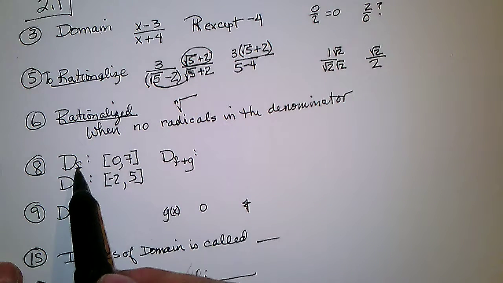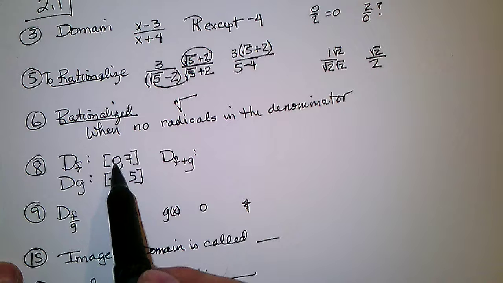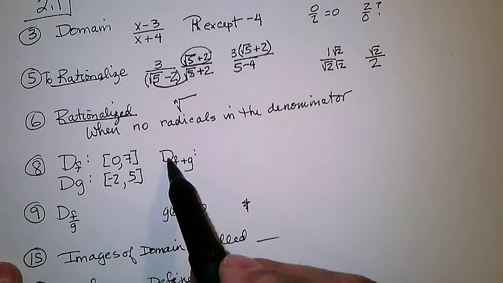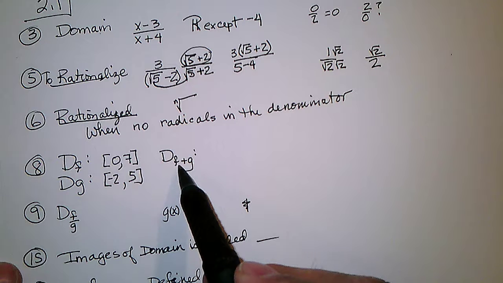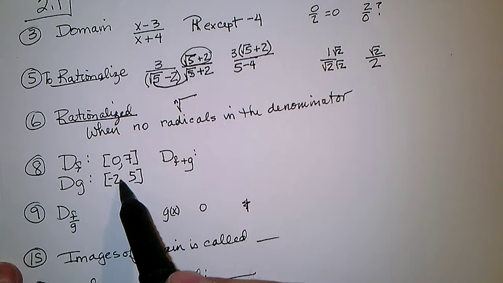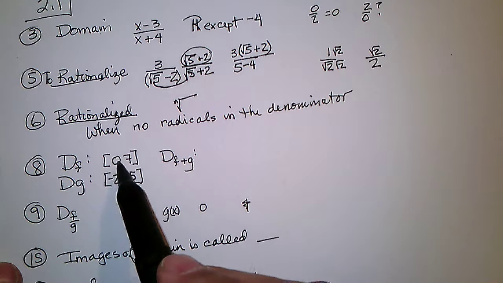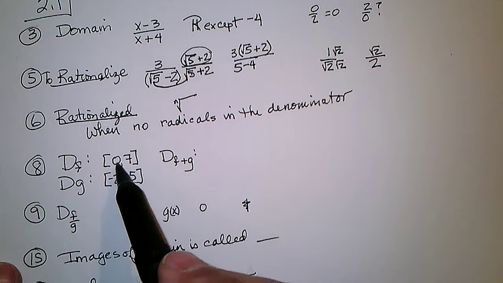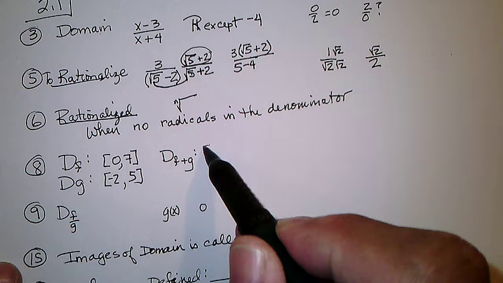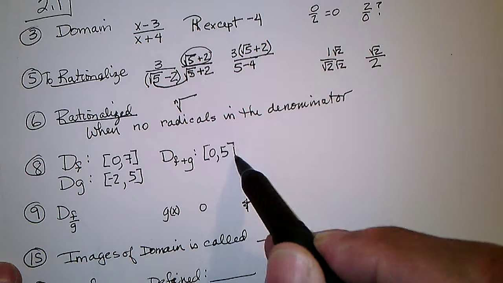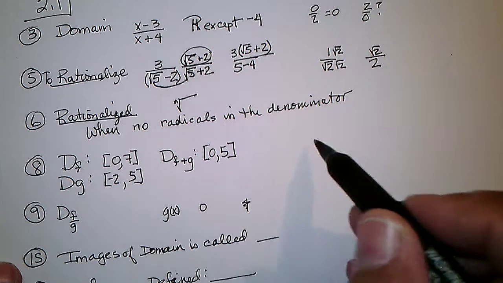So the domain of f is from 0 to 7. The domain of g is from -2 to 5. If we're going to do the domain of f plus g, we got to be able to put stuff into f and also put the same numbers into g. Well, the only numbers that are in both of these, the intersection, is from 0 to 5. And so that would be the domain of this.